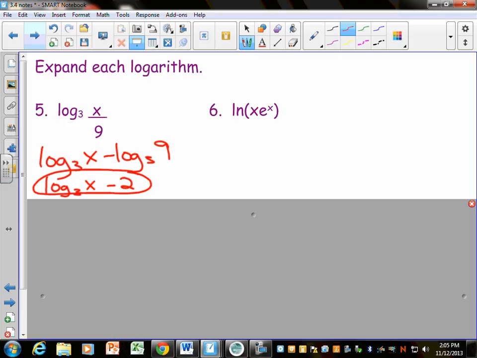Same thing on the second one over here. In second hour, someone wanted to pull this x out front first. You can't do that because that x doesn't go to everything in here. So step 1 on this is we want to break up that multiplication, and we could make that ln of x plus ln of e to the x. Agree with me on that one?